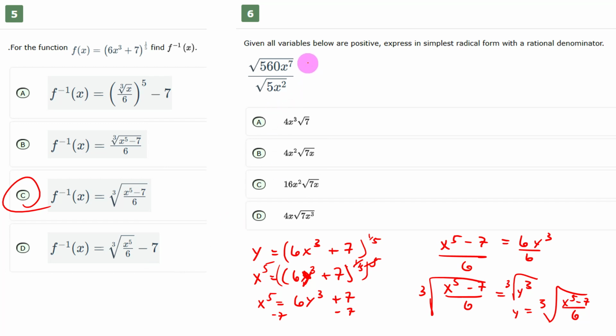Okay, up here, put it all under one roof. 560 x to the 7th over 5x squared is going to be 112?